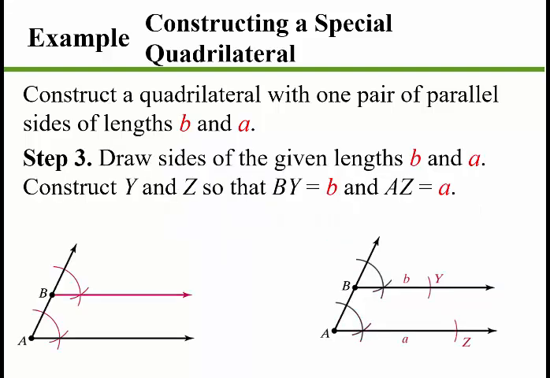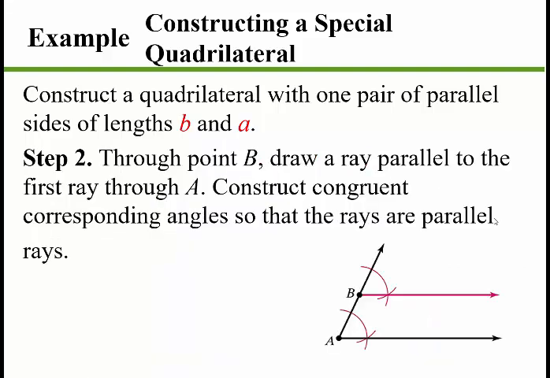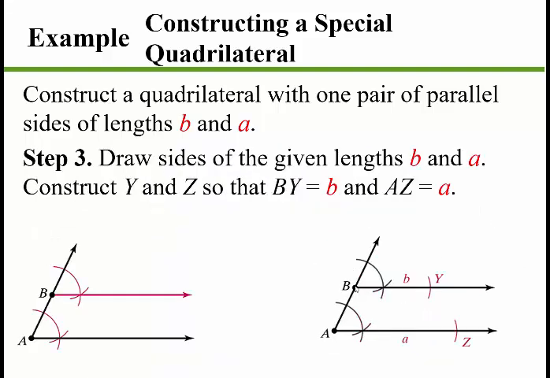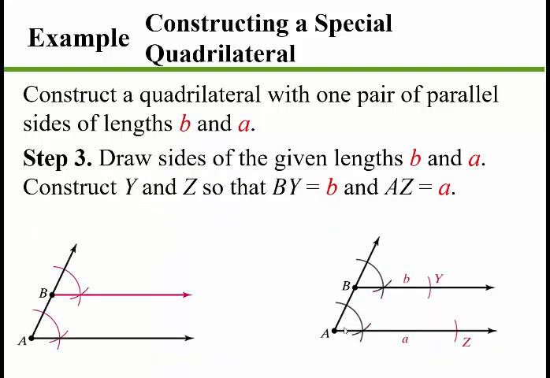And then in step 3, you're going to draw sides of the given lengths B and A. So all you're going to do is go back and set your compass from here to here. Then you're going to take that and put one point on B and just draw an arc here like this. Then you're going to set your compass point here and the pencil point here, and go back and draw this arc right here. So now this top part, BY, has length B, and this bottom part, AZ, has length A, which is what we wanted.